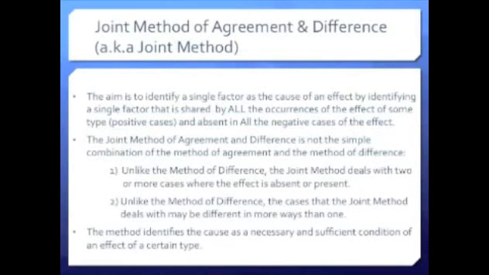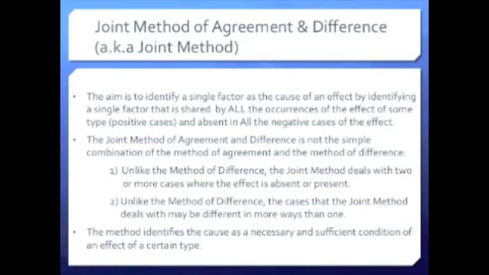Notice that the joint method of agreement and difference is not the simple combination of the method of agreement and method of difference. Unlike the method of agreement, the joint method deals with both positive and negative cases of the effect. Also, unlike the method of difference, the joint method deals with 2 or more cases where the effect is absent or present. Furthermore, the cases that the joint method deals with may be different in more ways than one.